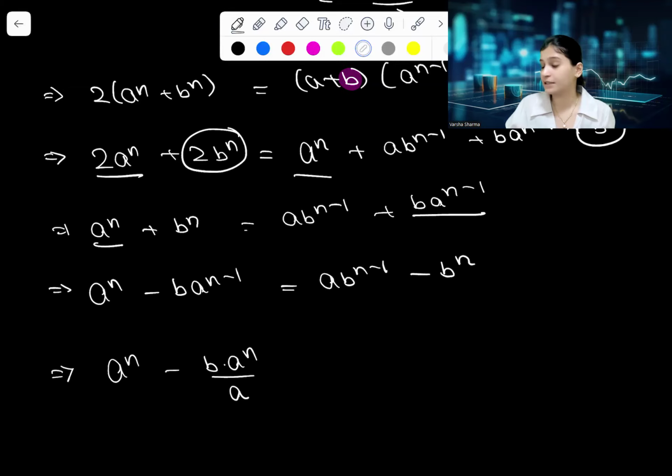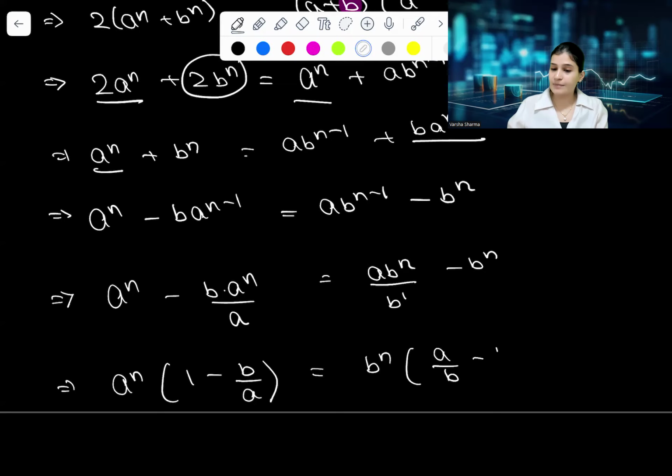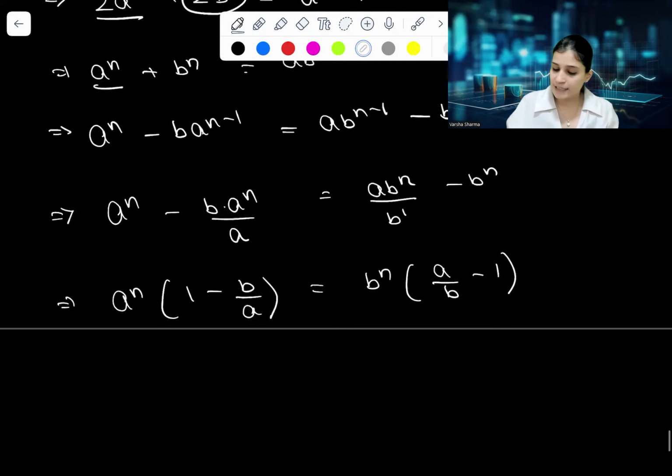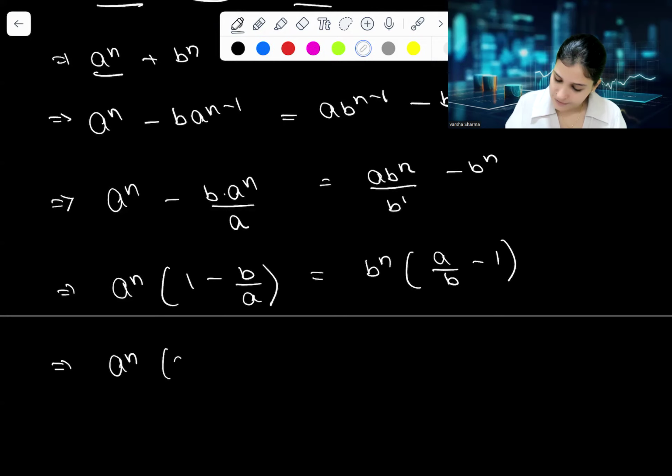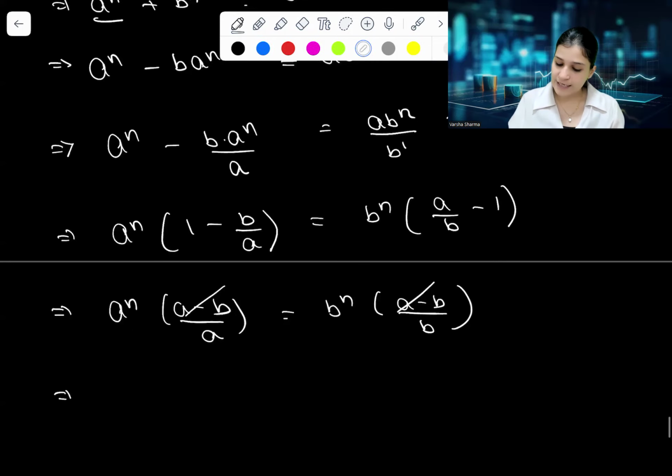Same base, divide, power minus. Same here, a into b^n by b^1. You could have taken b^(n-1) common also, any which way. Now you are taking a^n common, left with 1 minus b by a. Here, taking b^n common, left with a by b minus 1. Taking LCM, a^n (a minus b) by a. Taking b^n (a minus b) by b. a minus b gets cancelled. So, again, same base divide, power minus.